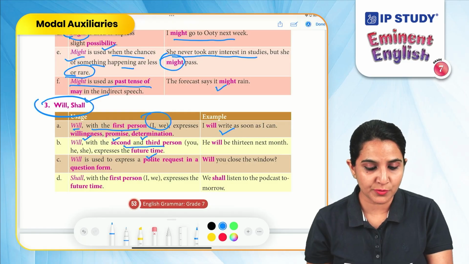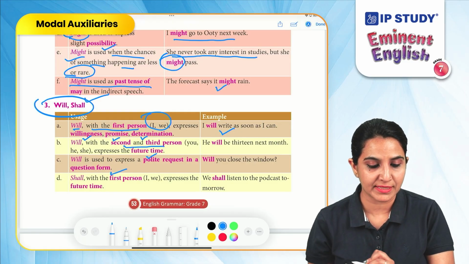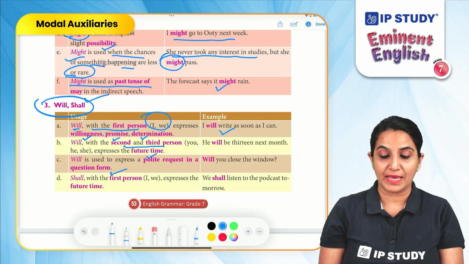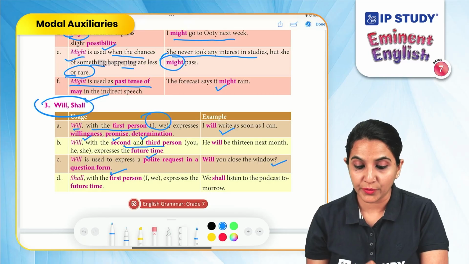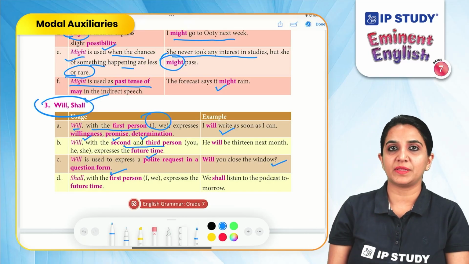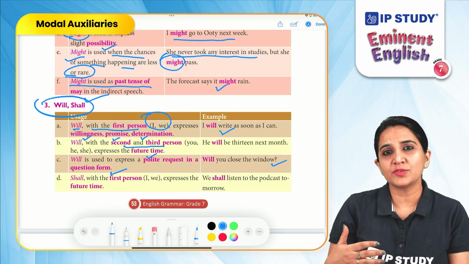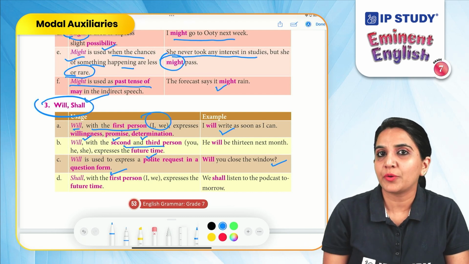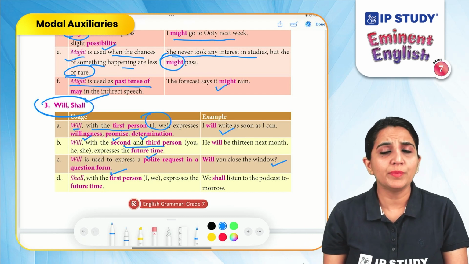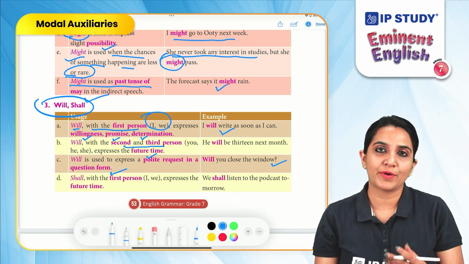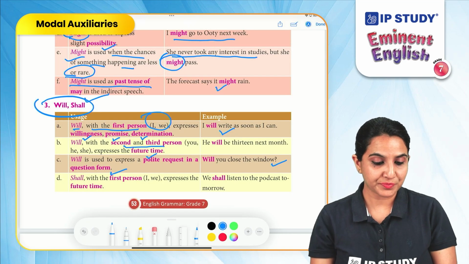Will is used to express a polite request in a question form. For example, will you close the window? Will you please pass me this book? So will is also kind of a polite request that you use formally or informally with friends or teachers.